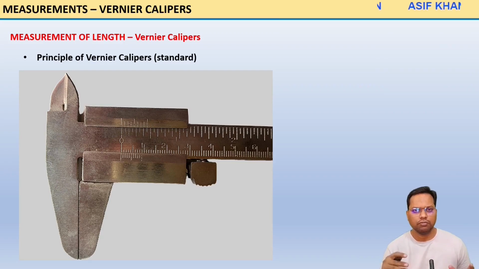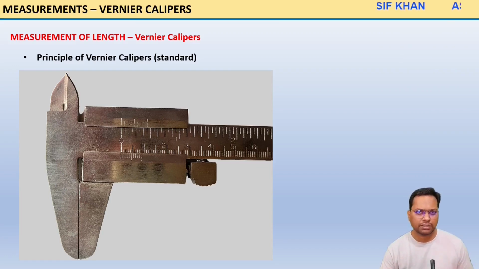Now, till now we have seen the different parts and how they are used and for what purpose. Now the main part, that is, the idea based on which we use the Vernier calipers, that is the principle of the Vernier calipers. And this part is like the heart of the topic of Vernier calipers. So here we need to understand how we measure.